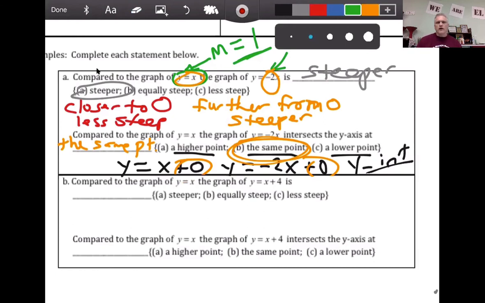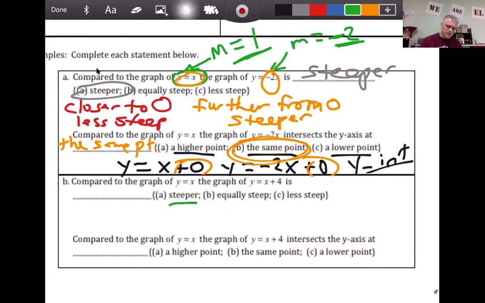Again, first thing, are they asking me about slope or about y-intercept? Are they asking me about the M or the B? Well, they're saying steeper and equally steep and less steep, so I want to know about my slope. Okay, so for y equals x, we know that the slope is 1. Y equals x plus 4. What is the slope? Hopefully you know it's still 1x plus 4, so the slope is 1. So since the slope is 1 for both, we know that they are parallel, also known as equally steep.